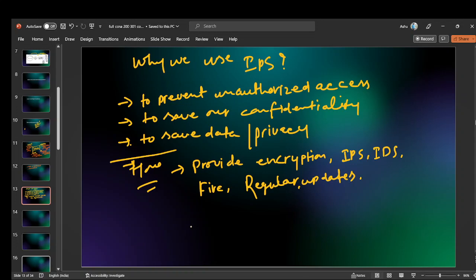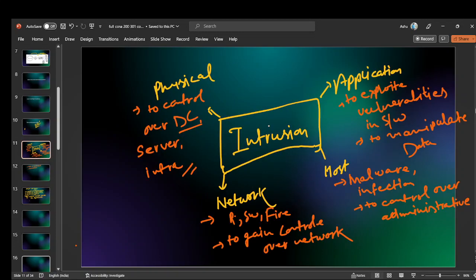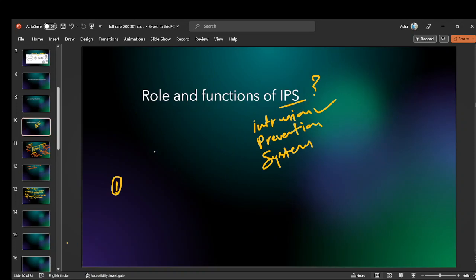So these are the many points which are very helpful to understand the scenario related to intrusion. Clear? Now, this is the role and functions of IPS.